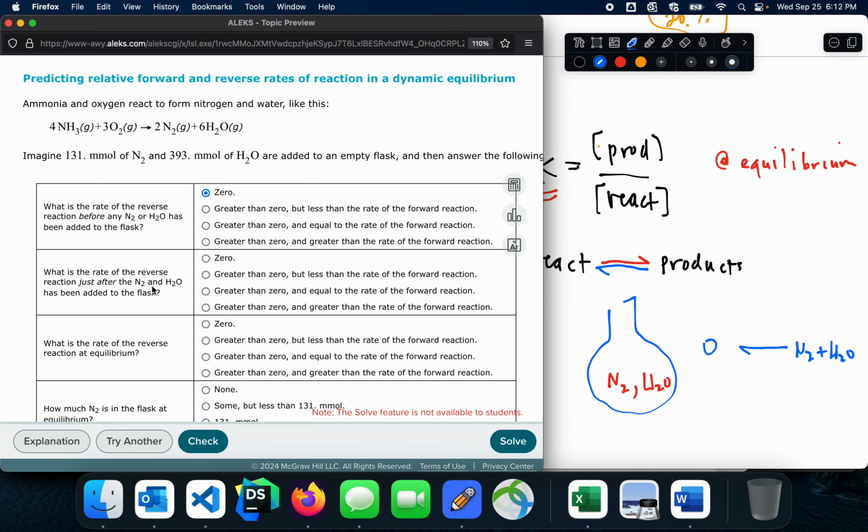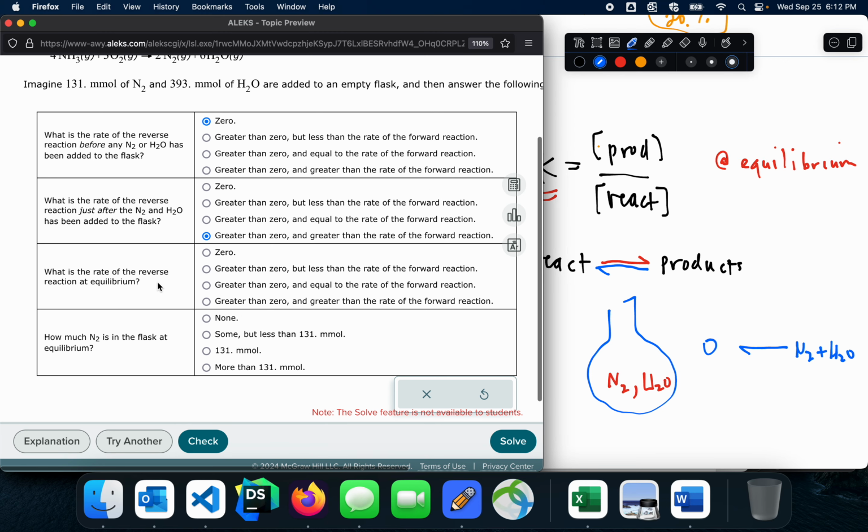Now, what's the rate of the reverse reaction just after N2 and H2O has been added to the flask? Well, we've already set ourselves up for that. The rate of the backwards reaction is positive, and the rate of the forward reaction is nothing because there's nothing there. So it's going to be greater than 0 and greater than the forward reaction, because there is no forward reaction.